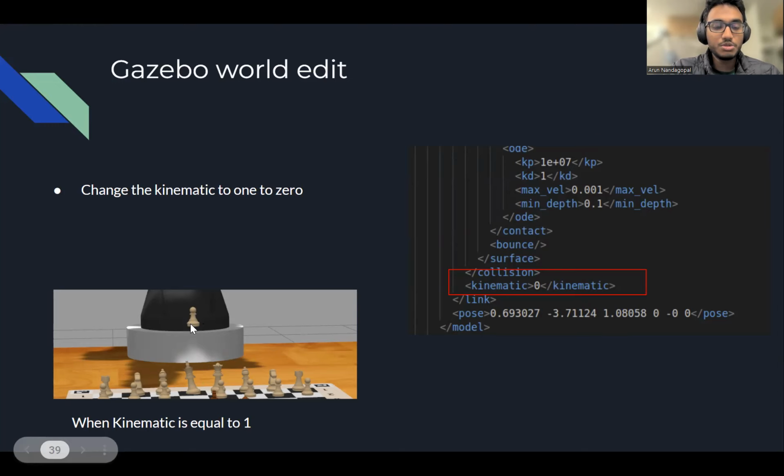So this was one of the main problems which I was facing earlier, that no individual chess pieces moved at all. By understanding this particular parameter and changing it from 1 to 0, it makes it more realistic, and then we could pick up these pieces and place them anywhere in our simulation.